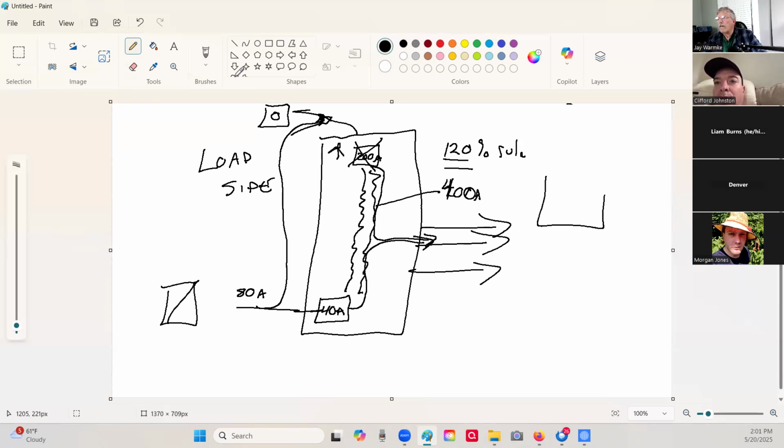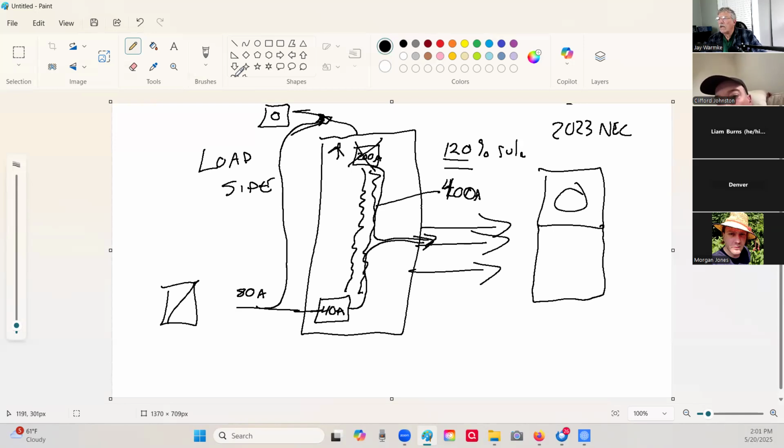Out at the meter, the 2023 NEC now requires what they call an emergency utility disconnect. What that's saying is at the meter now, you've got to install what is effectively a small circuit breaker panel out there at the meter. And now this becomes the main, but this becomes a new place you could hook your solar array into.